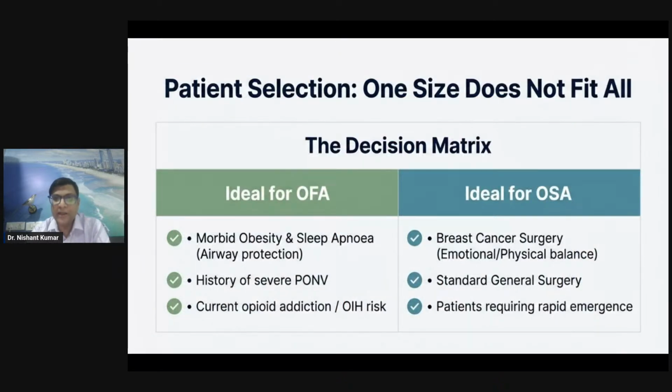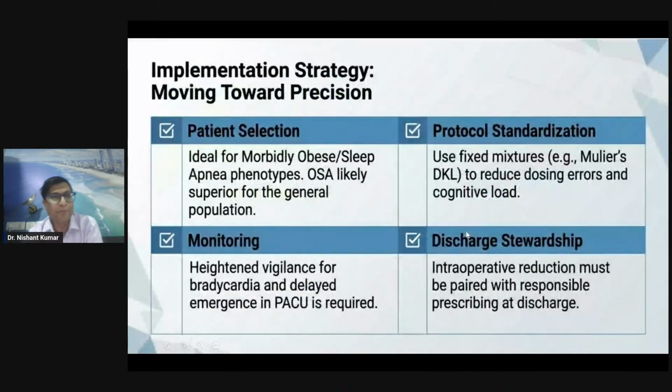For breast cancer surgery, standard general surgery, and patients requiring rapid emergence, opioid sparing might be a bit better than opioid free.